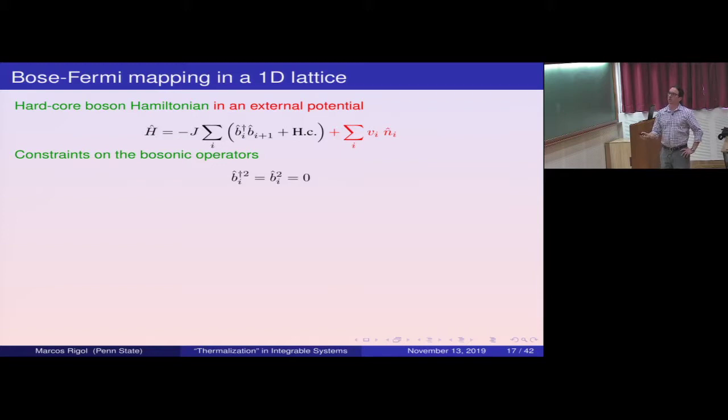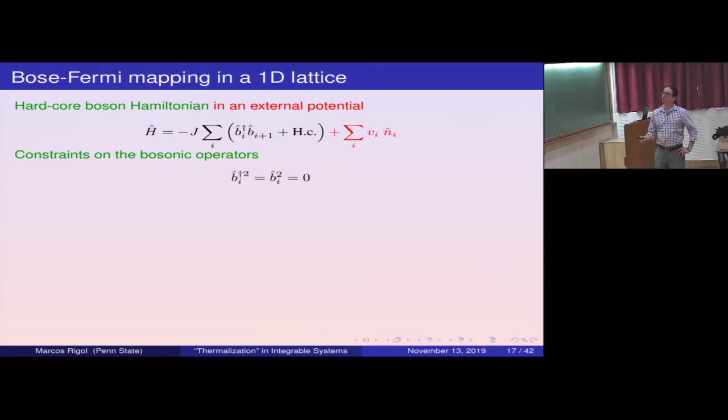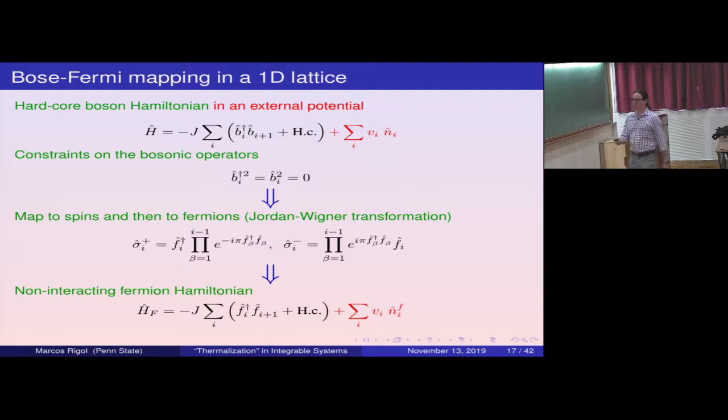Essentially, it looks like a quadratic Hamiltonian. You have hopping and on-site potentials, but of course it's not quadratic because you have the constraint that you cannot have 2 bosons on the same site. That's the reason why you cannot diagonalize this Hamiltonian at this level. But there is a beautiful transformation: you can map the hardcore bosons to spins and spins to fermions, the Jordan-Wigner transformation. So you can map this into a Hamiltonian that you can diagonalize because now it's quadratic.